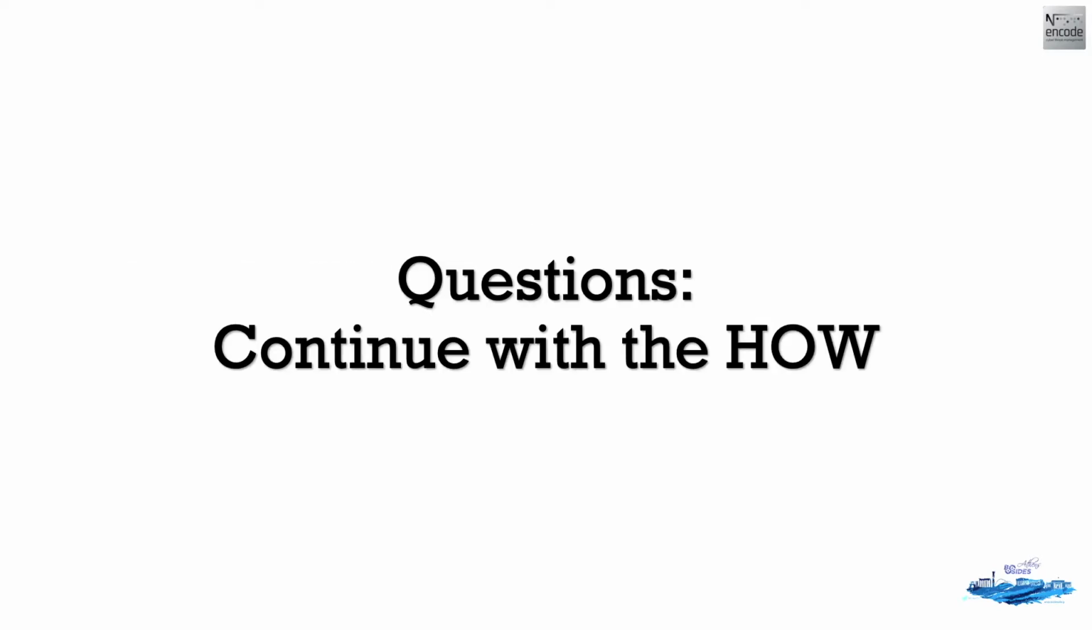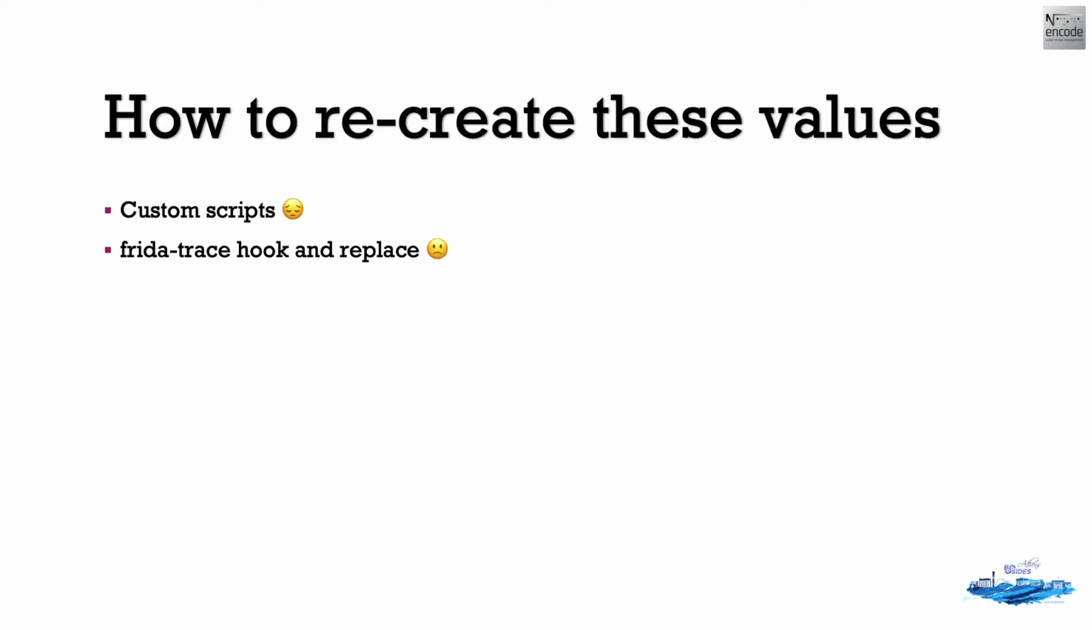So we continue with the questions, and now with the how. So how can we recreate these values? The application does, and in order to fully test the backend, we need to create them as well. We can use custom scripts, for example, Python or whichever language we like. But the thing is that this might get a little bit tiring. We can generate the strings, copy them from the terminal, paste them in Burp, and go on like this. It will work, but there are definitely faster ways.